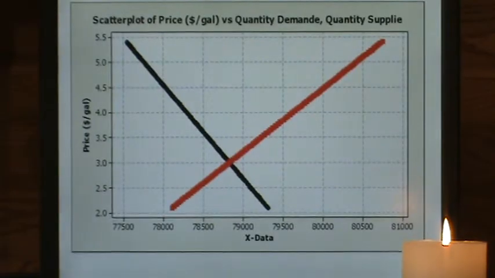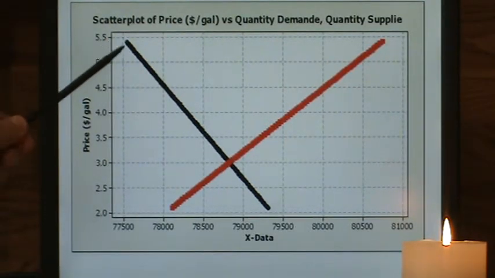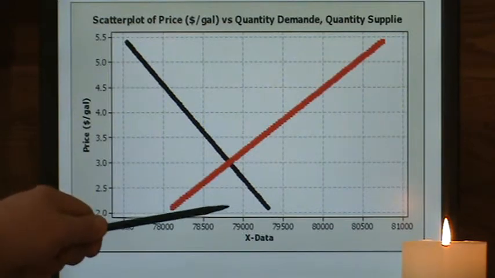If we were to graph that data, it would look like this, a typical supply and demand curve. Price on the vertical axis in terms of dollars per gallon, and quantity supplied and demanded on the horizontal axis. And we see a downward sloping demand curve. At high prices, people do not want to buy much of this product. As the price falls, they buy more and more.